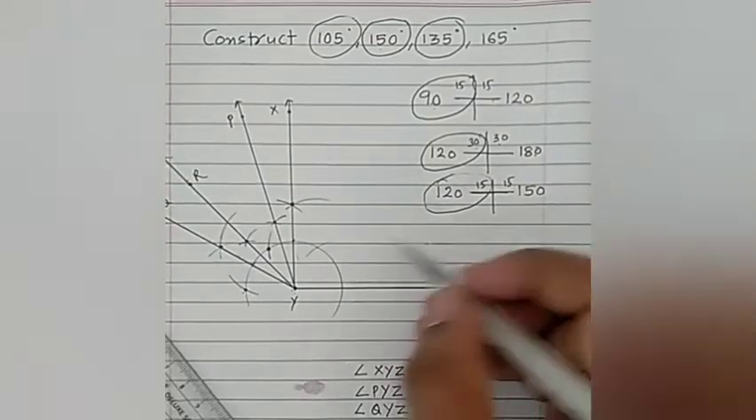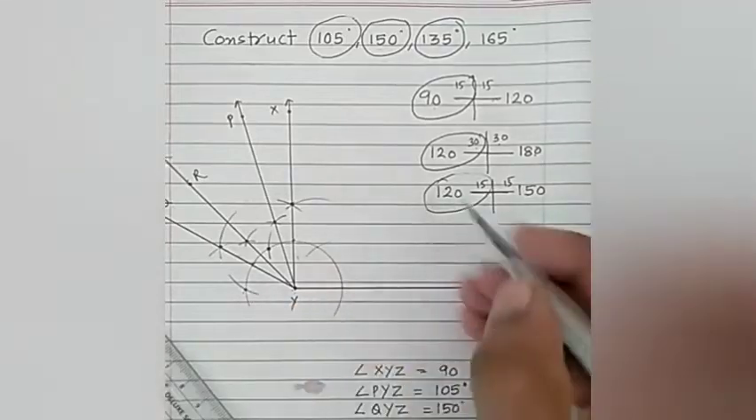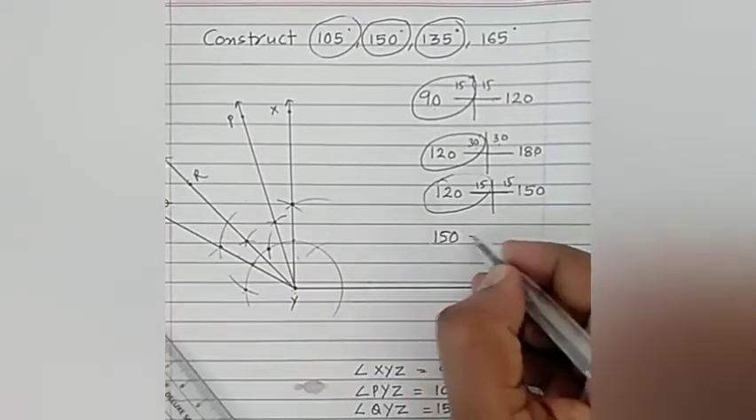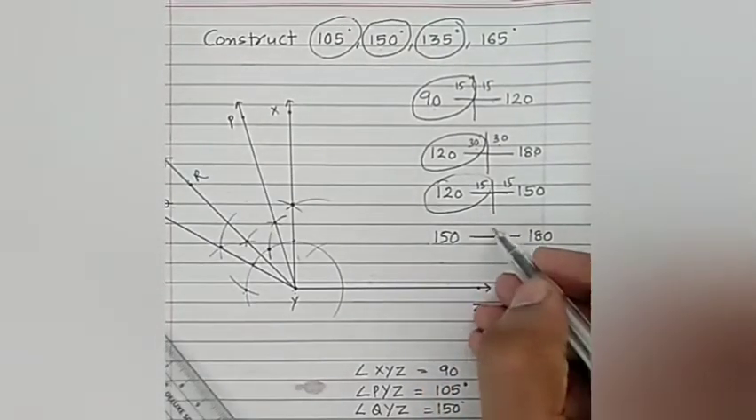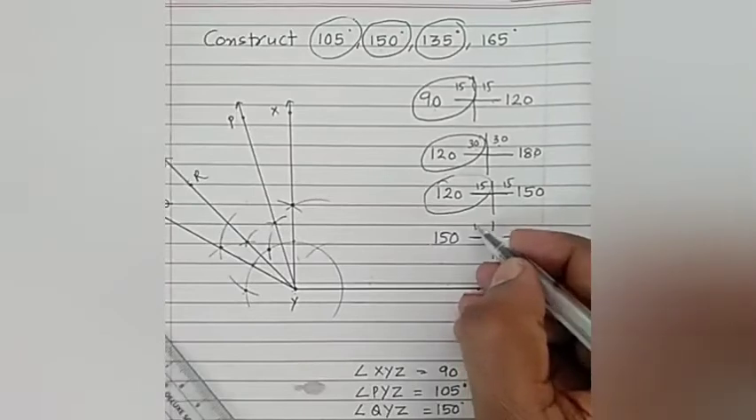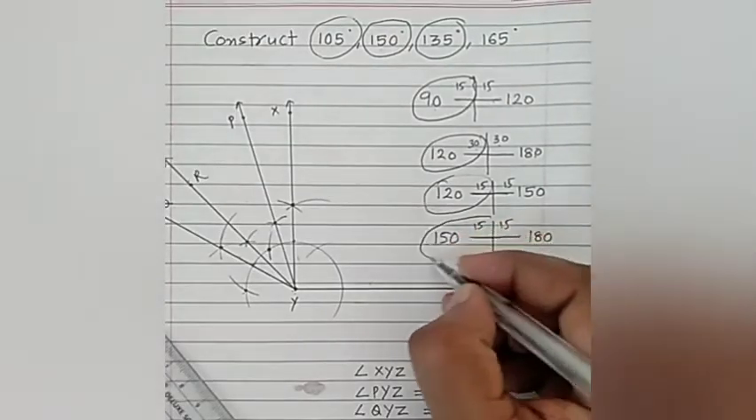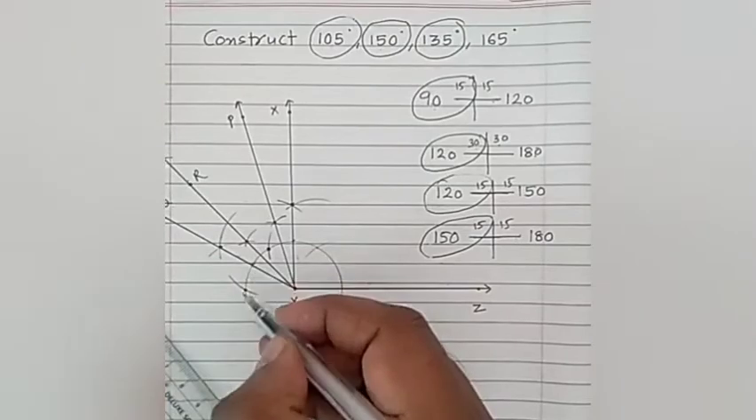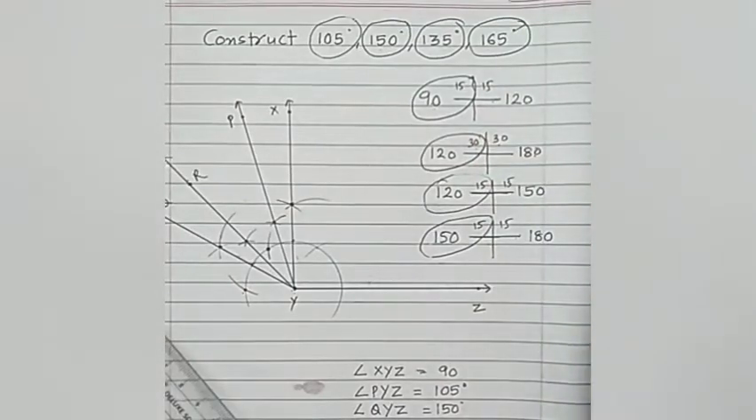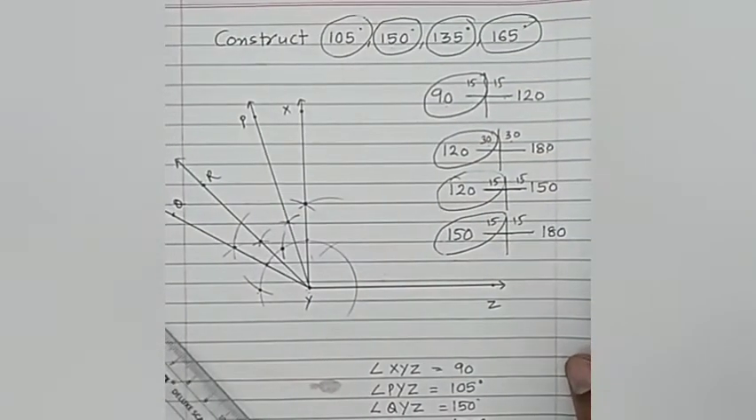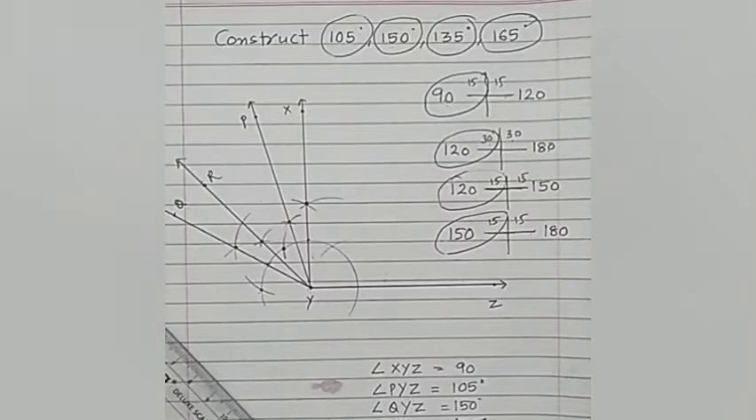Exactly, 165 would be between 150 and 180, because if you could see, the distance between 150 and 180 is how much? 30 degrees. And if 30 gets divided into half, that is 15 each. I can get 150 plus the 15 degrees I would get over here, and that would sum up to my 165 degrees. I hope you all have understood how to make the different set of angles using a geometric compass, a ruler and a pencil.